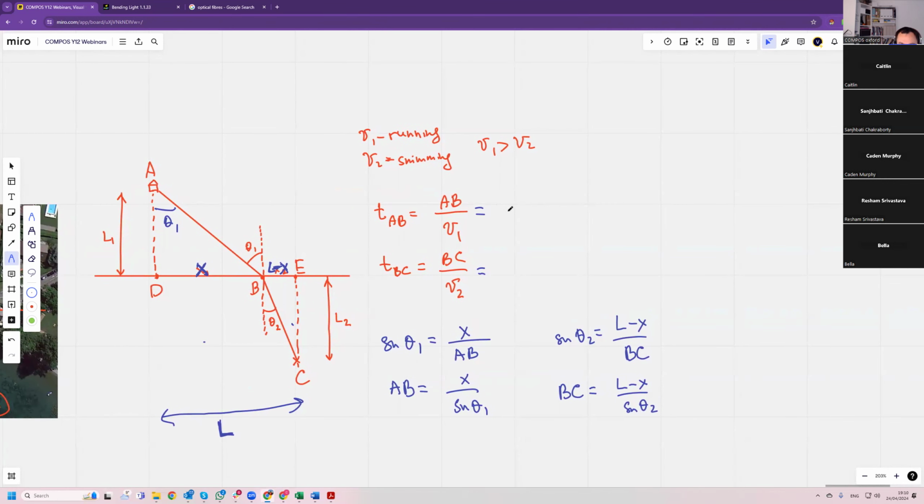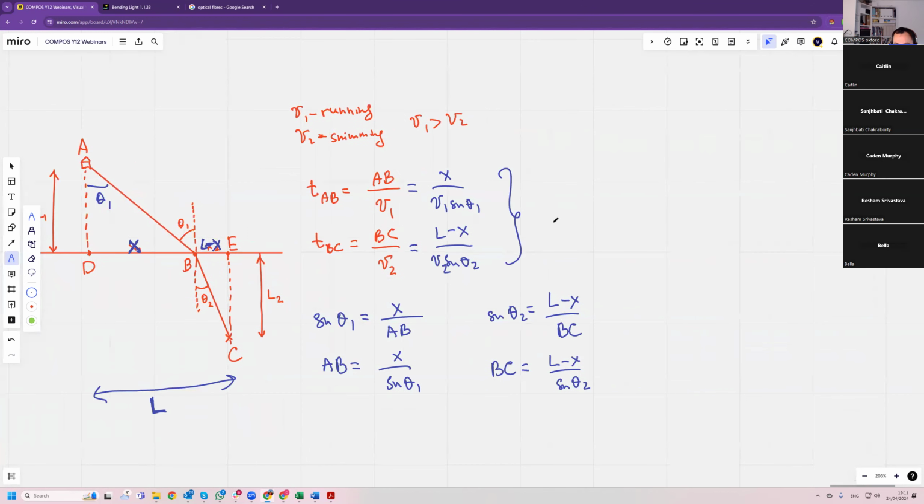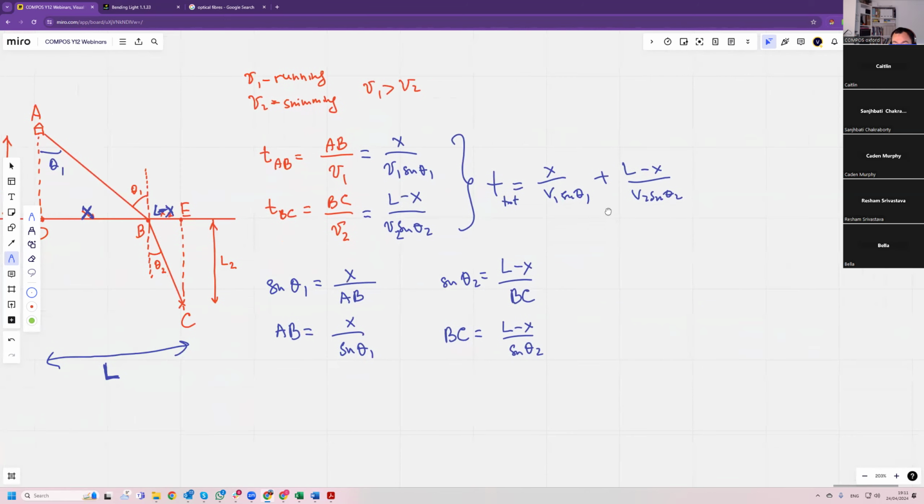Okay. Oh no. So X over V1. All I need to do is just undo. Okay, so let's see what we can do next. So the total time is X over V1 sine theta 1 plus L minus X over V2 sine theta 2.